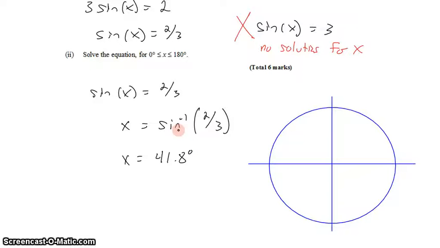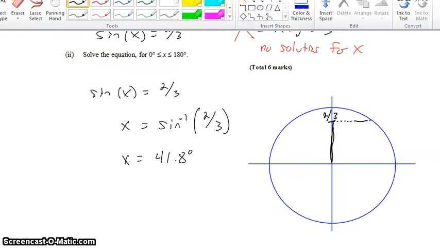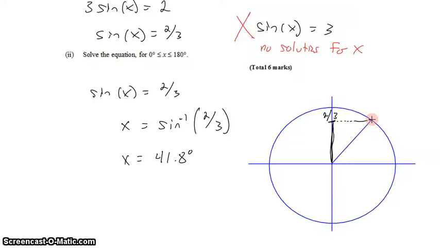We want to know what angle has a vertical component of 2/3. Well, we know all the way up is 1, so 2/3 is probably about here. So that's 2/3 of the way to the top. Actually, it looks a little bit more than 2/3, but we'll call it 2/3. 41.8 degrees is the result of this angle.